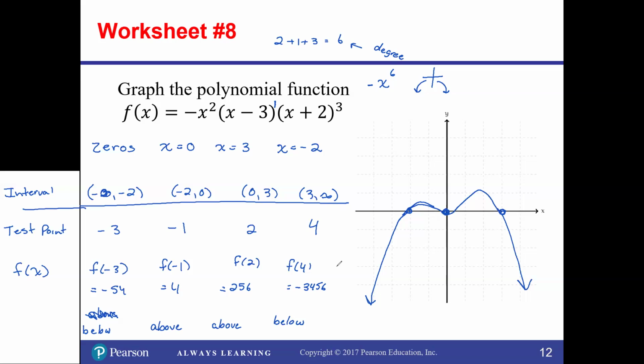So this is the part where the multiplicity comes in handy, is that this multiplicity was a cube. So what I really know it should be doing here is acting more like a cubic. So it should be like coming up, flattening a little bit, then passing through. Like I said, that's a rough idea of the shape.